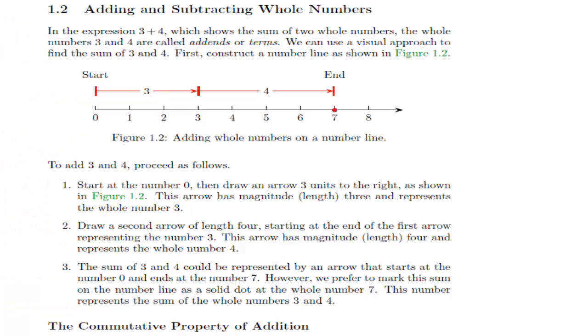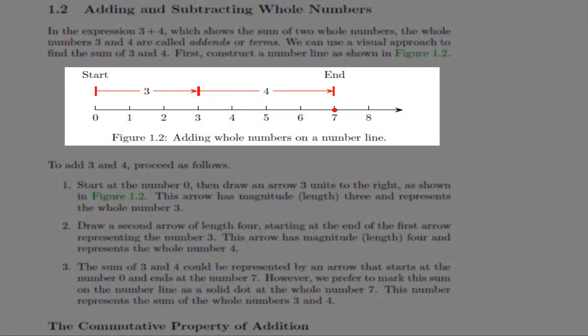Section 1.2 Adding and Subtracting Whole Numbers. In the expression 3 plus 4, the whole numbers 3 and 4 are called addends or terms. We can use a visual approach to find the sum of 3 and 4. First, construct a number line as shown in Figure 1.2. Start at the number 0, then draw an arrow 3 units to the right.